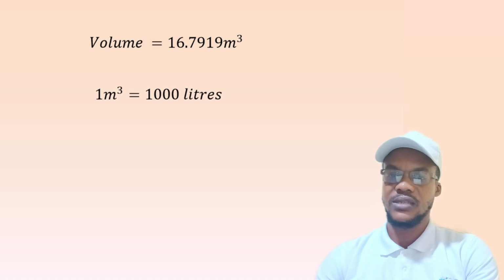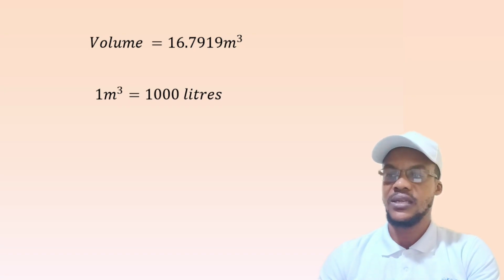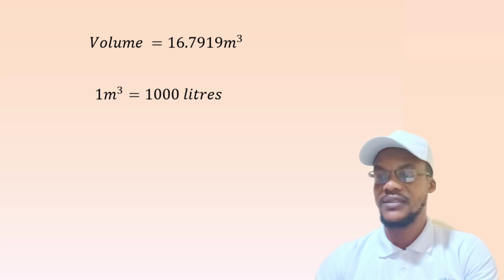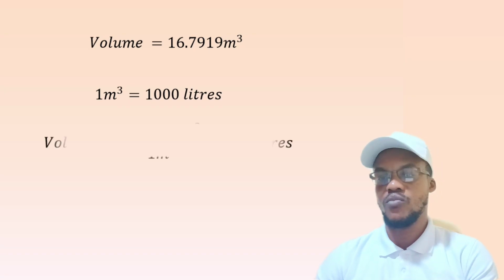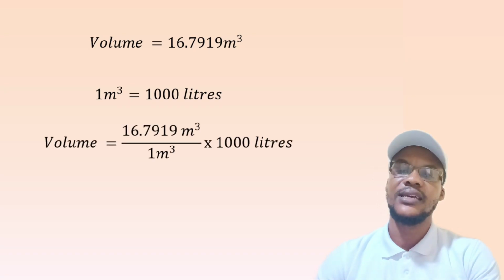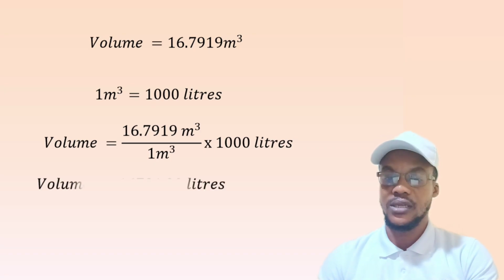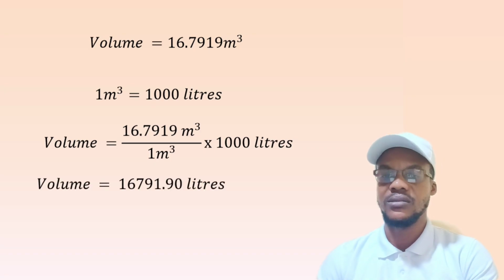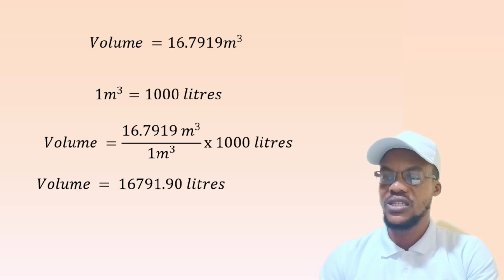So it's just a matter of multiplying the 16.7919 meter cube by the 1000 liters and dividing by the 1 meter cube. When you multiply by this, you are going to get 16,791.90 liters, and this is also approximated to 2 decimal places.